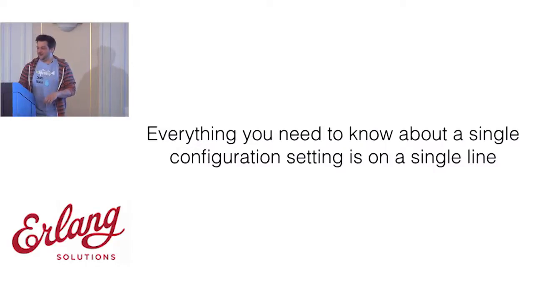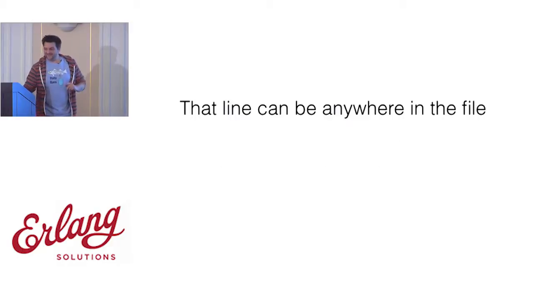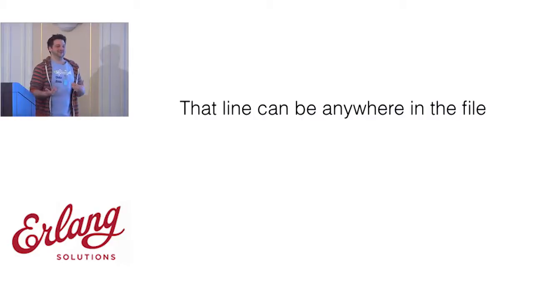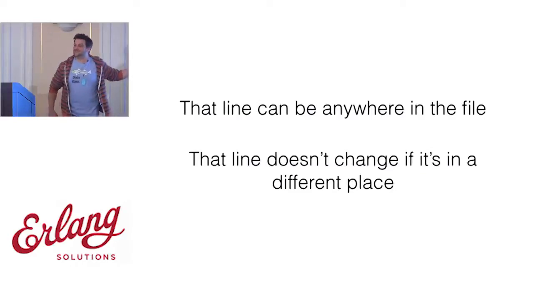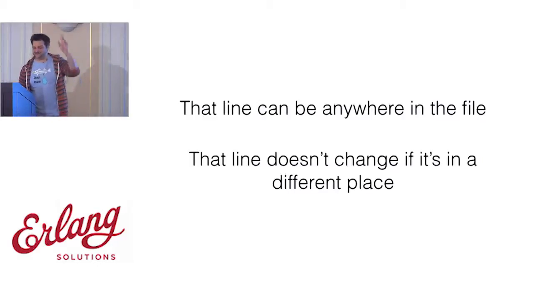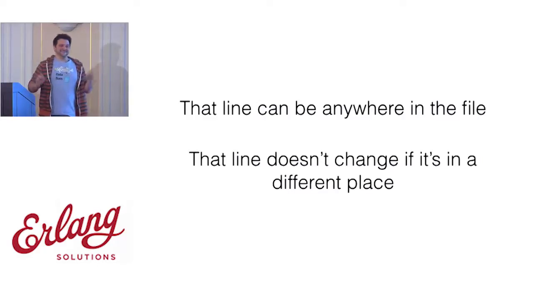It's very simple. Another thing I really like about this is that a line can be anywhere in the file, because you don't have to be aware of what module or library you're configuring. You don't have to be worried about list syntax. That line doesn't change if it's in a different place. You don't have to worry about trailing commas, or like, oh my God, I set this thing and then commented it out, and I'll show you an example of that later. It's just little things: where you want to change one thing, you should only have to change one line.